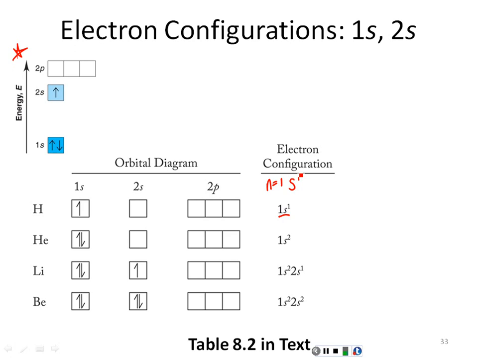Helium is 1s2. Again, principal quantum number is 1. The orbital is s, so the L value is 0. And now there are 2 electrons in that orbital. Lithium, the 1s orbital is filled with helium. So now the next electron in lithium moves to the 2s orbital. Lithium is 1s2, 2s1. And as you might guess, beryllium is 1s2, 2s2.